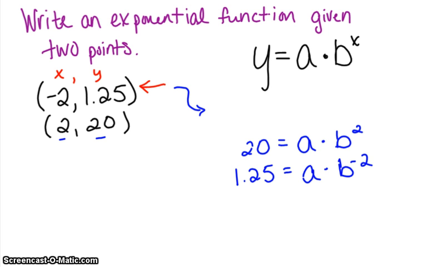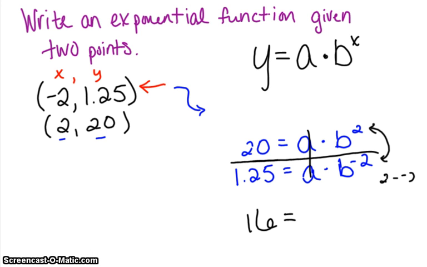Okay, so now we divide. So 20 divided by 1.25, and you can use a calculator for this, actually comes out to 16. A divided by A is just 1, so that cancels out. B to the second divided by B to the negative second. Don't forget our rule. We take these two exponents and subtract. So 2 minus -2 is actually +4. So 16 equals B to the 4th.